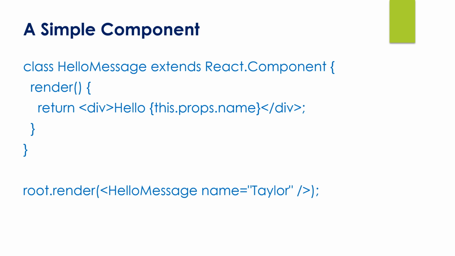Whenever you want to invoke this component or use this component, you should invoke that component by using the HTML format. Here you have to call that component like HelloMessage, and you can also pass the name of the props as Taylor. So finally here we will get the output as hello Taylor.